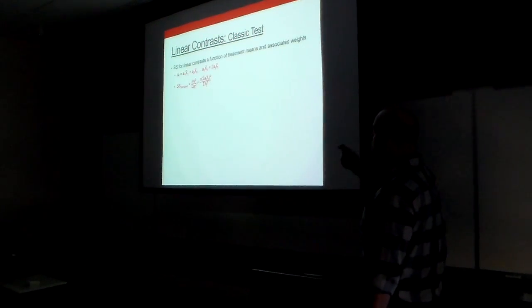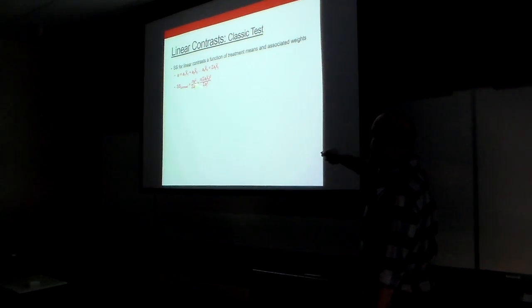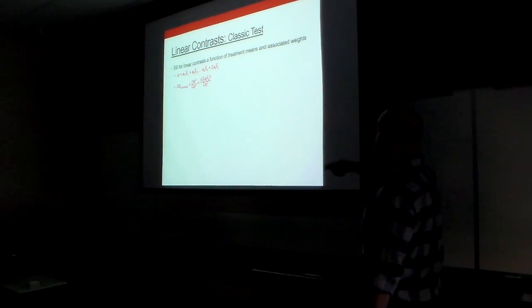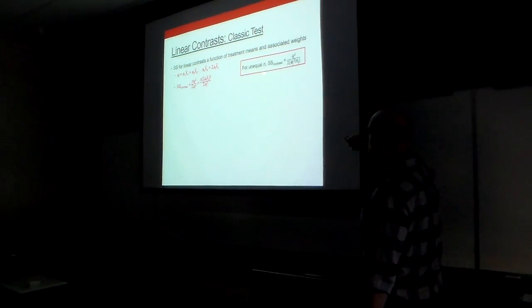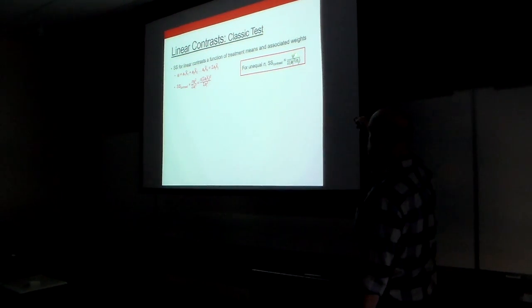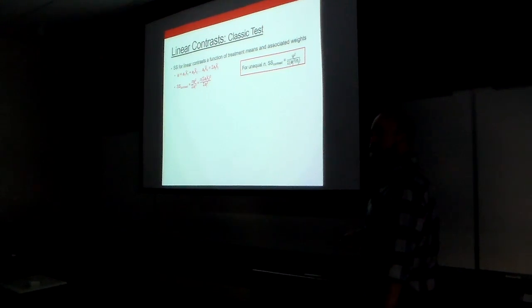Once we've got the value of our contrast, in our classic approach we then calculate a sum of squares contrast, where we take the sample size, the cell size, assuming an equal number of individuals, times the square of our contrast over the sum of my squared weights. If I have unequal Ns, I'm creating the sum of squares contrast as the square of my contrast value over the sum of the squared weights over the individual sample sizes, or cell sizes.